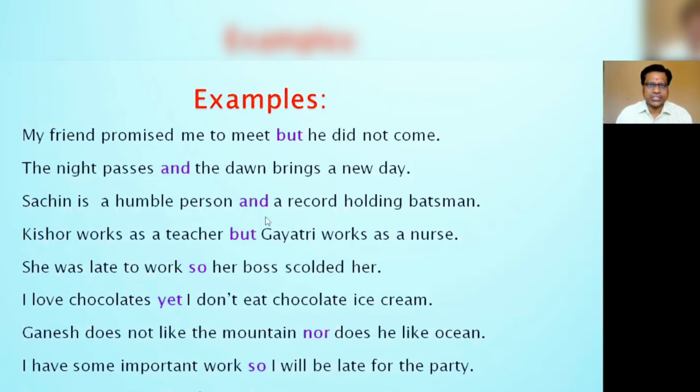I was promised by my friend. My friend promised me. Me is the object here. What was the promise made by my friend? He promised me to meet, but did he come? No, he didn't. So the sentence is like this: my friend promised me to meet, but he didn't come, or he did not come.